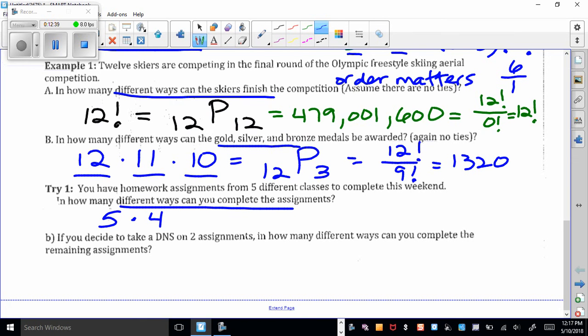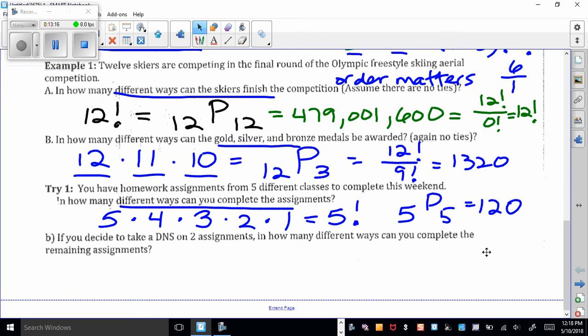And then I decide to do algebra 2 because that's really important. Then I do my geosystems, and then what is left? English, write my English paper. Then I have 1 choice left for that last assignment. Whatever's left over, that's what I've got to do. So that is 5 factorial ways. I had 5 things, order matters, and I'm arranging all 5. That's 5p5, and we did that already. That was 120.